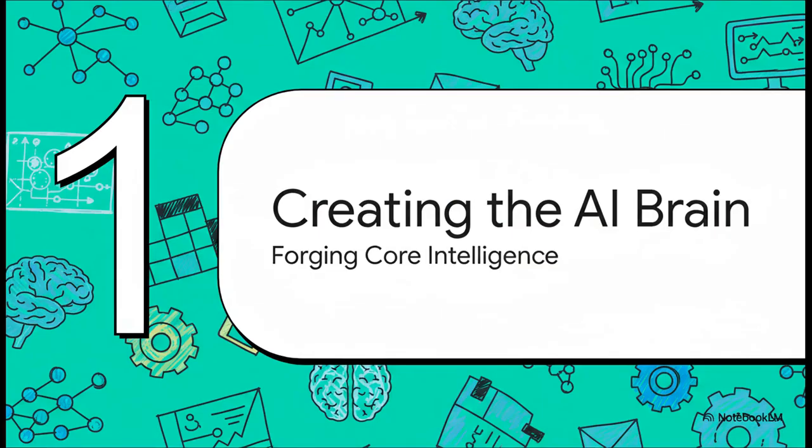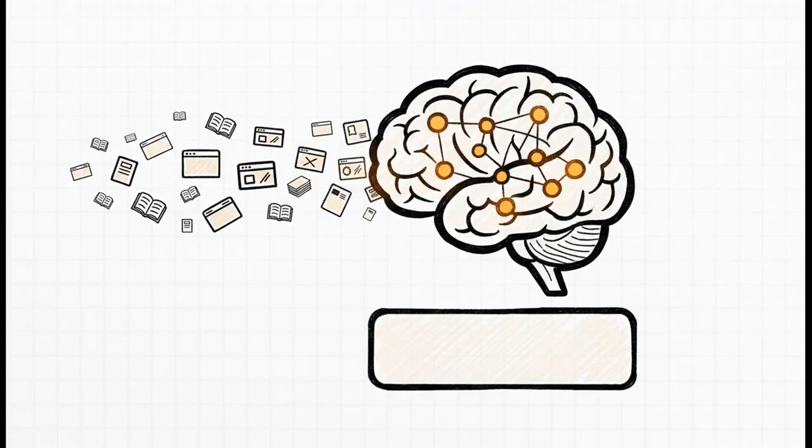Phase 1 is all about creating the AI's brain, its core intelligence. You can think of this as the forge. This is where we take the raw potential of a model and hammer it out, shaping it into something really powerful and capable. And at the heart of it all, the absolute bedrock is layer 1, training.